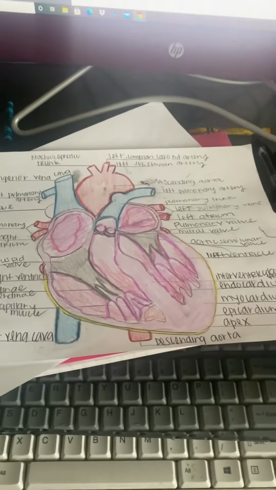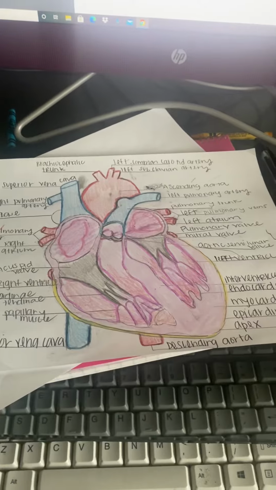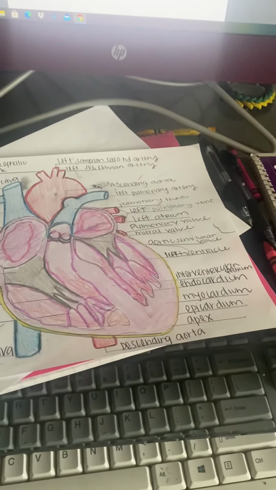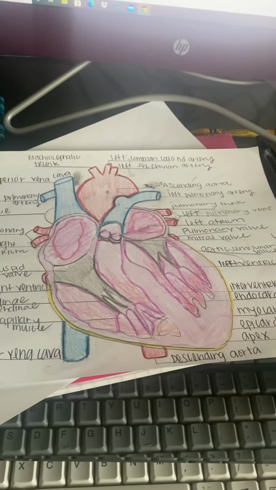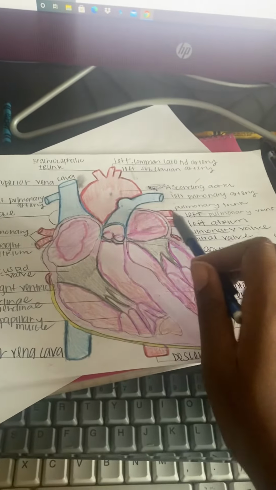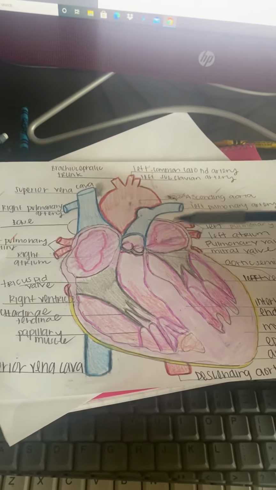Hey everyone, in this video I'm going to be explaining the pathway of the heart, beginning with the lungs. So when the blood is in the lungs, it is being oxygenated through the pulmonary circuit. After it is oxygenated, it returns to the heart through the four pulmonary veins. There's left ones and right ones. And from the pulmonary veins, it goes to the left atrium.